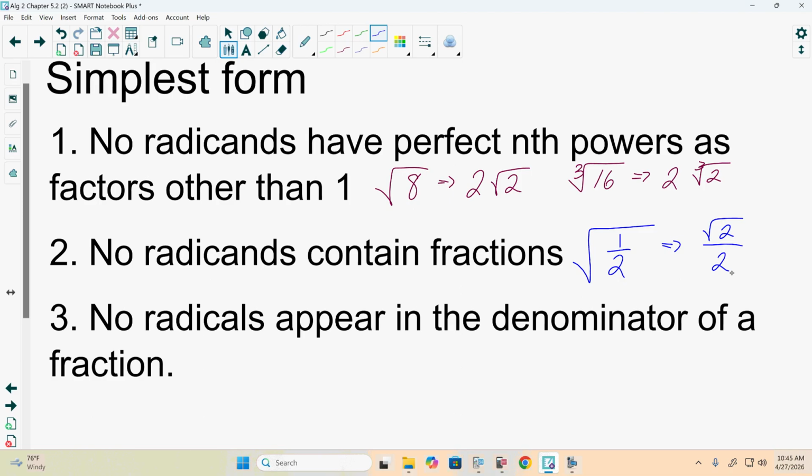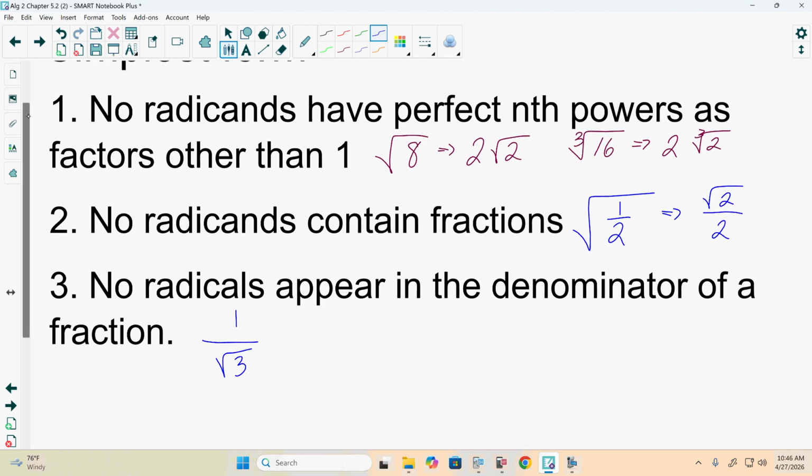And lastly, no radical can appear in the denominator of a fraction. 1 over the square root of 3, doesn't matter what that radical is, we cannot have it in the bottom of a fraction. If a radical can be simplified, we have to simplify it. That's that first main simplifying property.